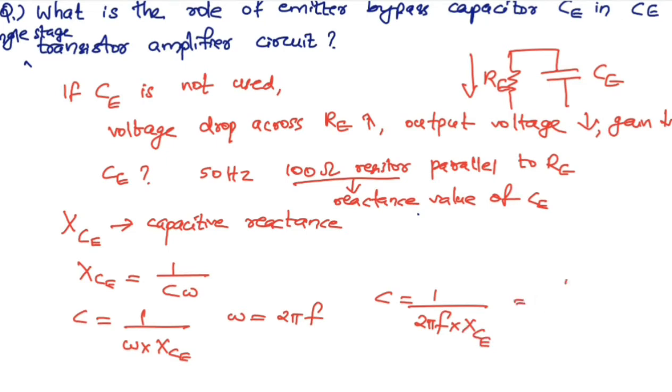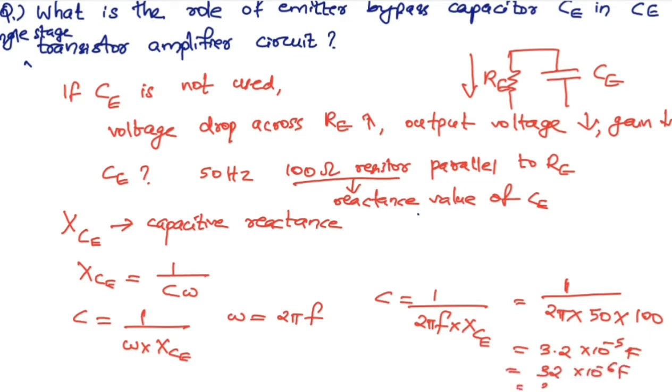So using the given values we can find the value of capacitance: 2 pi into the frequency, which is 50, and Xc is the capacitive reactance, which is given as 100. By calculating this you will get 3.2 into 10 raised to minus 5 farad. That is equal to 32 into 10 raised to minus 6 farad, that is equal to 32 microfarad. So this is the value of the capacitor.